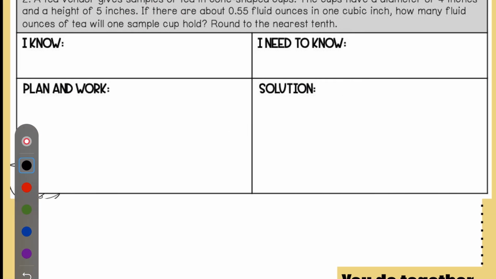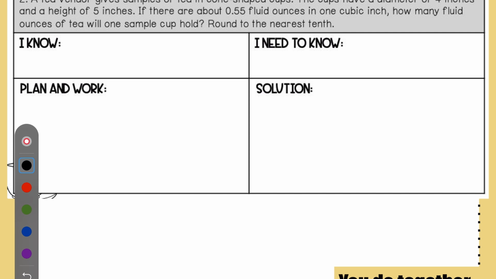All right, moving on. A tea vendor gives samples of tea in cone-shaped cups. The cups have a diameter of 4 inches and a height of 5 inches. If there are about 5 fluid ounces in 1 cubic inch, how many fluid ounces of tea will a sample hold? Round to the nearest tenth.